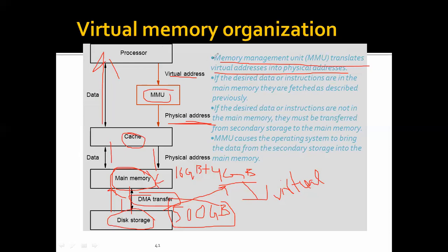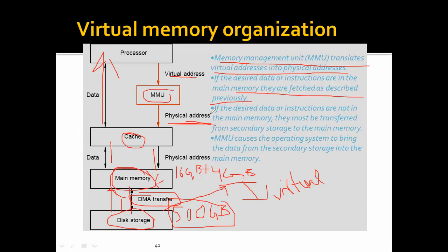Here, the memory management unit translates virtual addresses into physical addresses. If the desired data or instructions are in the main memory, they are fetched as described previously. Whatever the disk storage capacity, that will be shared by using the main memory. Suppose it is 500 GB, out of this 500 GB, some 4 GB of memory will be given to main memory. Actually, this 4 GB is not included in the main memory, but this 4 GB is used here.